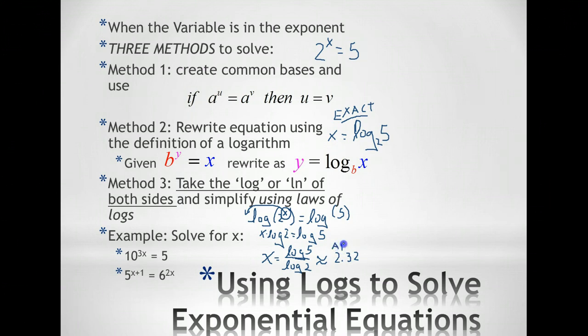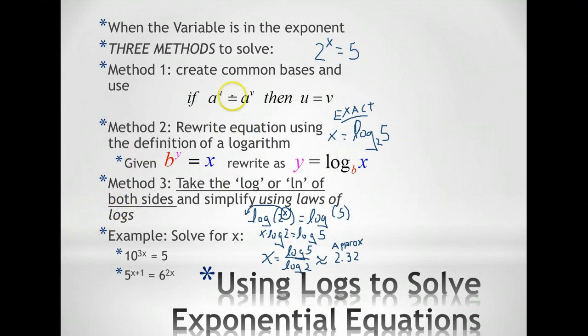Now, again, read carefully in the problem if they want an approximate or an exact solution. If I want approximate, I will tell you how many decimal places I expect you to round it to. So 2 to the x equals 5, x is about 2.32. So let's do a couple trickier examples.